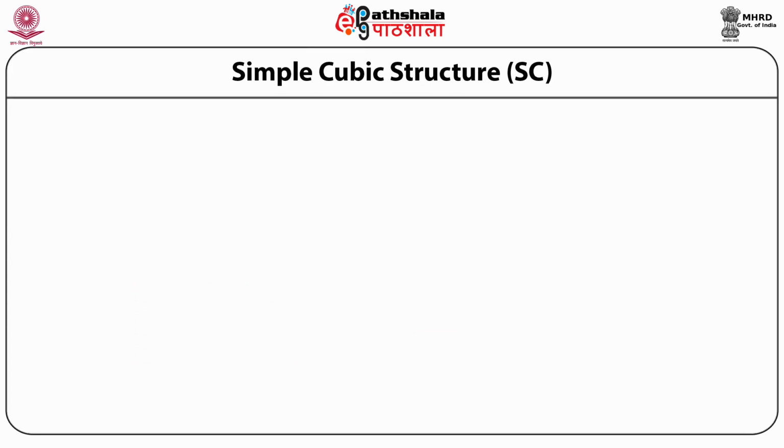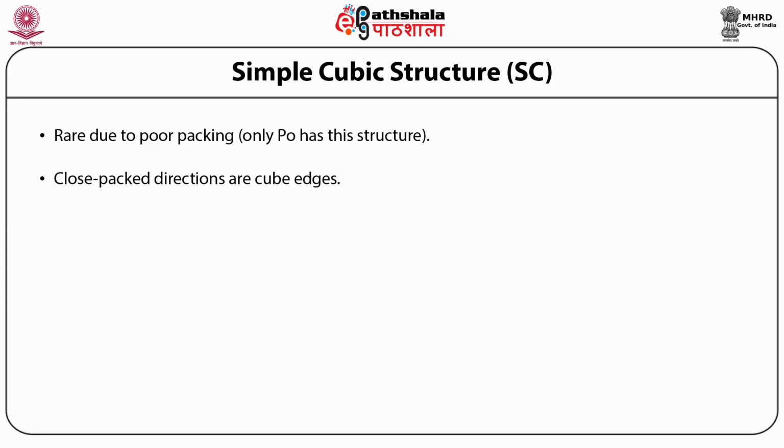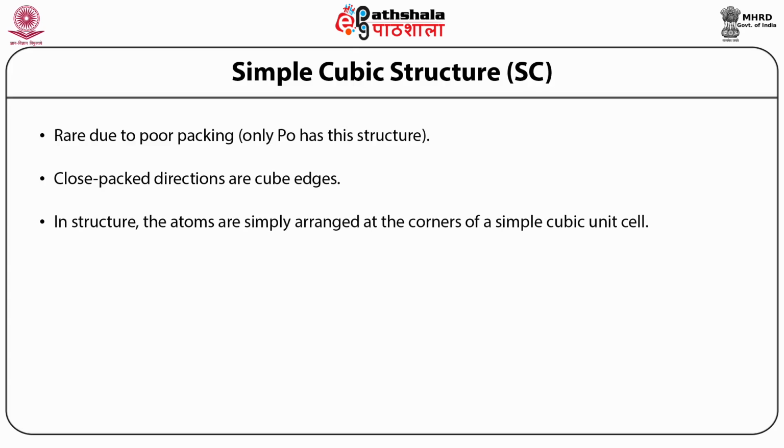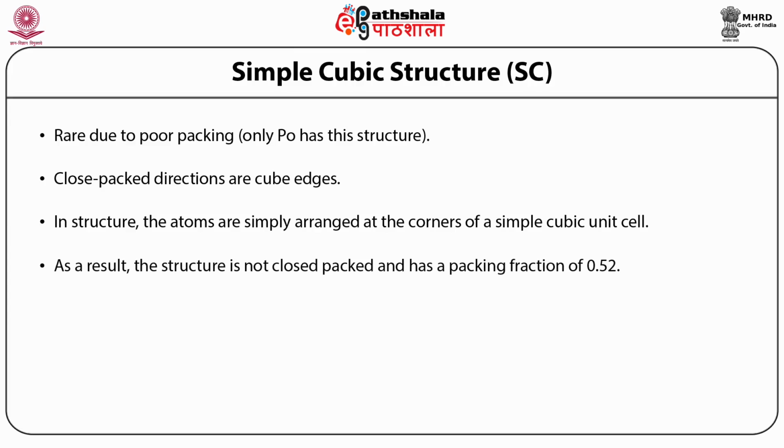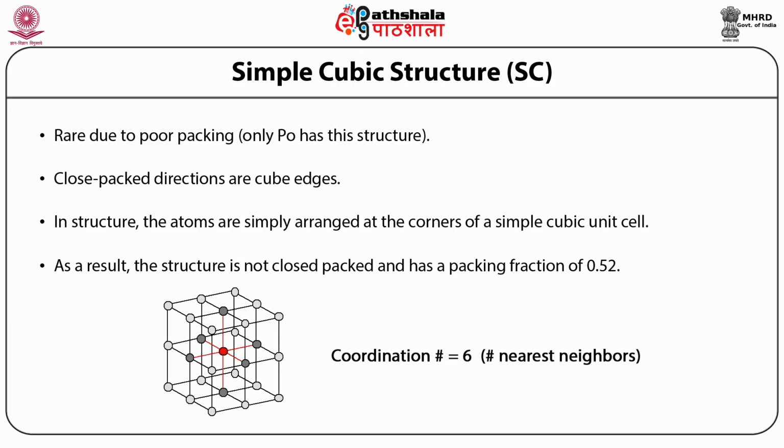Simple cubic structure. This is a rare structure due to poor packing. It has close packed directions along the cube edges. In this structure, the atoms are simply arranged at the corners of a simple cubic unit cell. As a result, the structure is not closely packed and has a packing fraction of 0.52. It has a coordination number equal to 6.